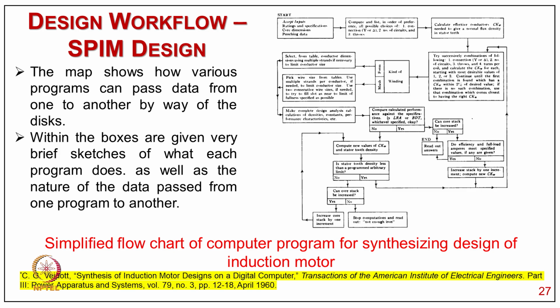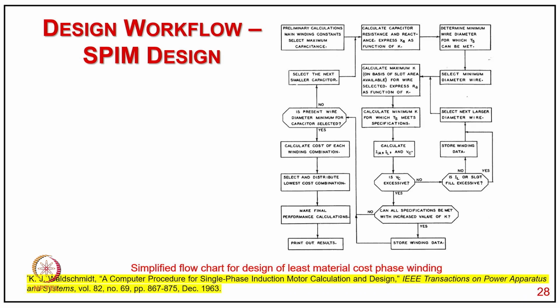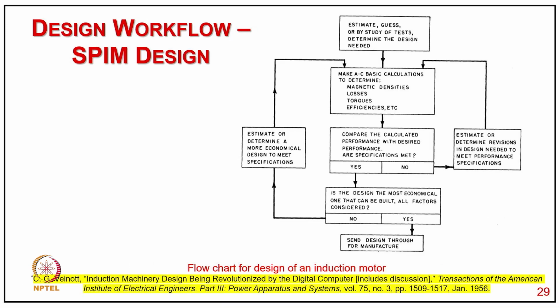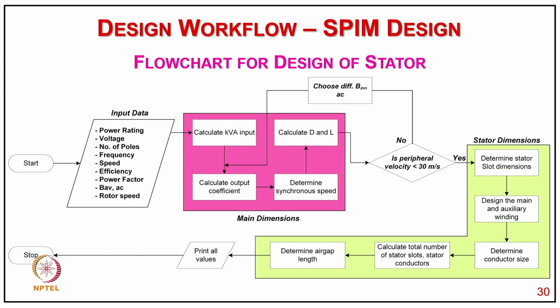programs. So the map shows how various programs can pass data from one to another by way of disk, and within the boxes are given very brief sketches of what each program does, as well as the nature of the data passed from one program to another, or from one subroutine to another subroutine. I mean, as a total simplified flow chart of the typical design of latent material, cost of phase winding, and then typically the flow chart for design of this complete induction motor.